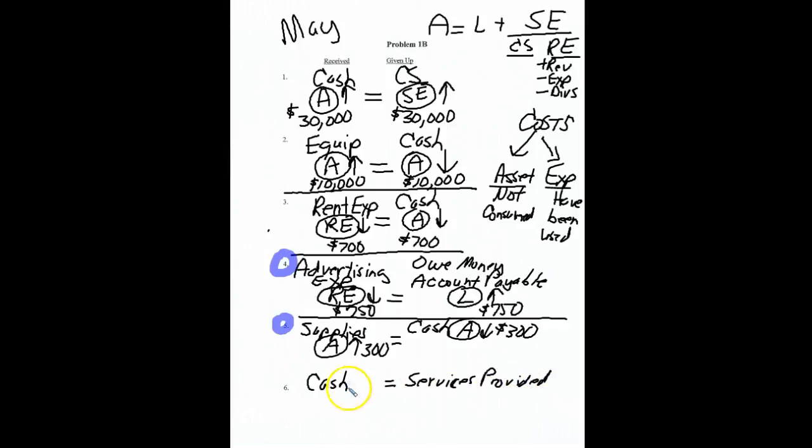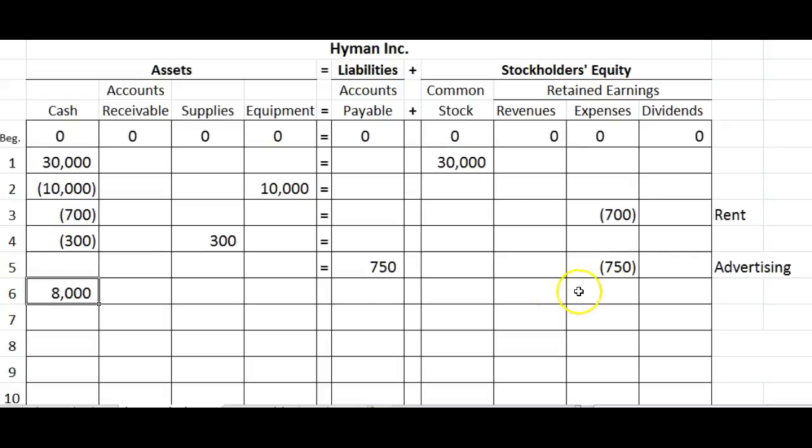So let's identify these. Cash is an asset, and that's going to be going up $8,000. Services provided, hope you recognize that, that's revenue. We earn revenue by providing goods and services. Revenue is a component of retained earnings, and revenue causes retained earnings to go up. So we've got retained earnings going up $8,000, assets going up $8,000. We're in balance. So we have $8,000 of cash coming in. Let's go to revenue. We have $8,000 of revenue being earned, causing retained earnings to go up. So this side goes up $8,000, the other side goes up $8,000.